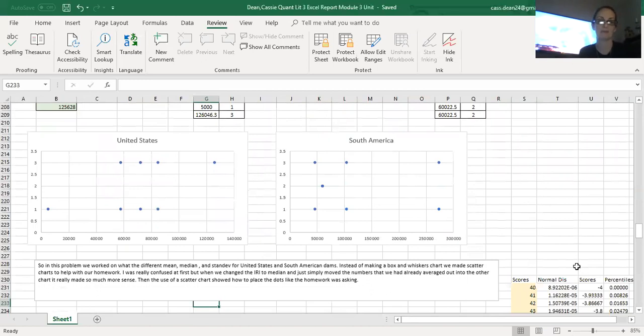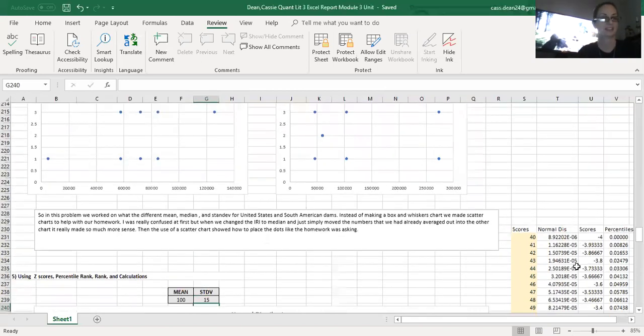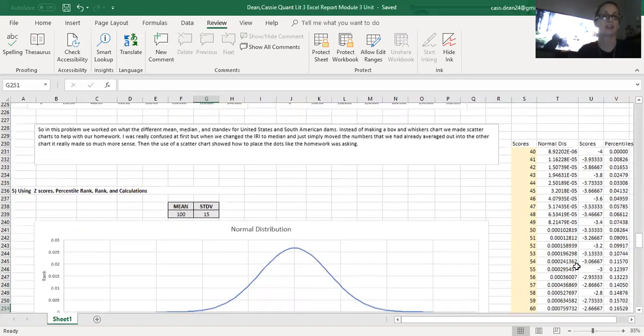So in the problem, we saw that South American dams, even though they don't have as many, are bigger, and their chart is way more than ours. Hopefully this scatter chart will help me when I get to these homework problems. Thank you so much. Okay, so number 5, the z-scores.